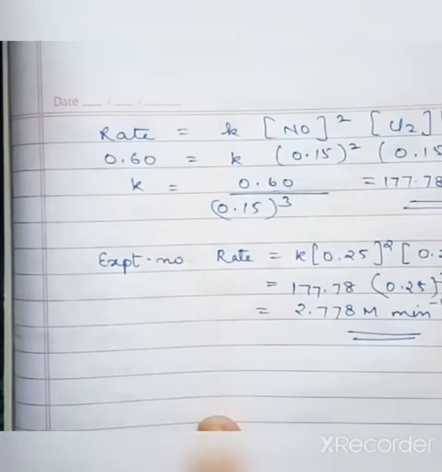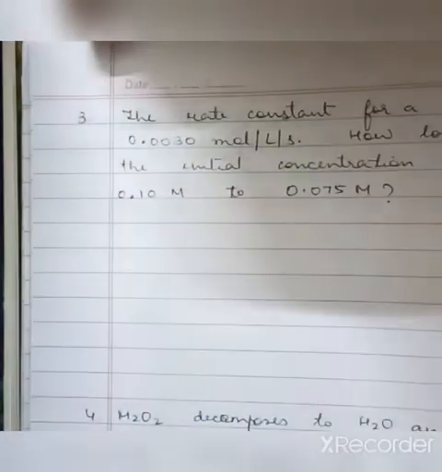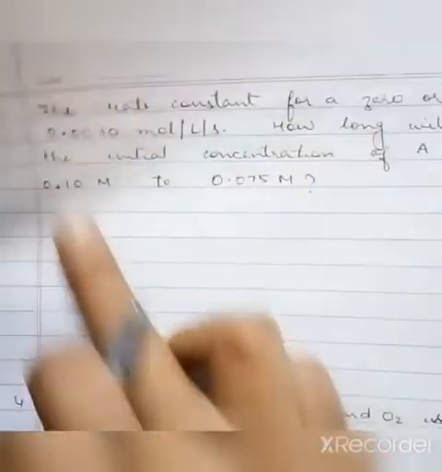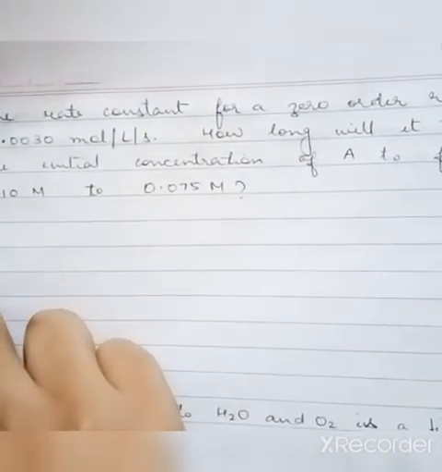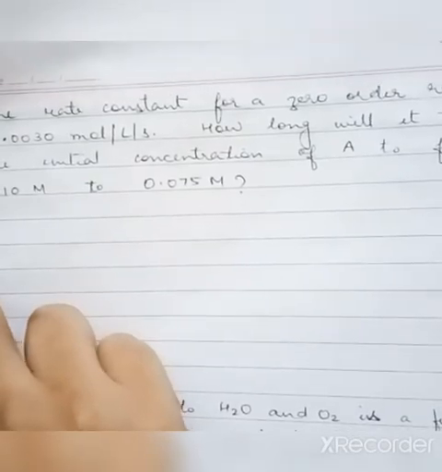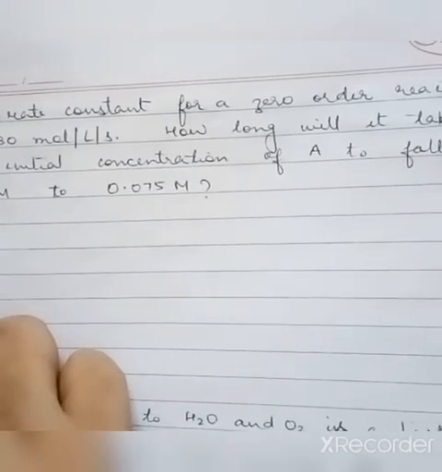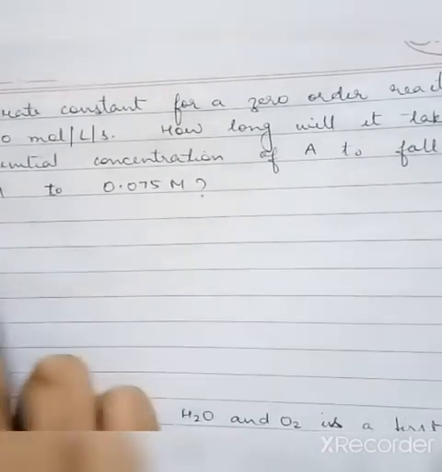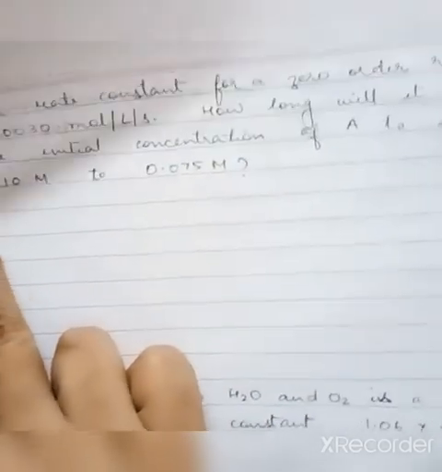So this is about the second question. Now discussing the third question: the rate constant for a zero order reaction is 0.0030 mole per liter per second. How long will it take for the initial concentration to fall from 0.1 molar to 0.075 molar? So how long will it take? We need to tell that.